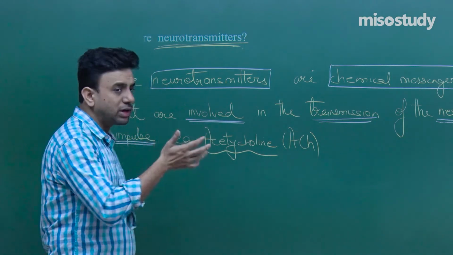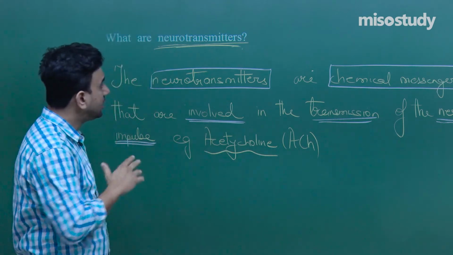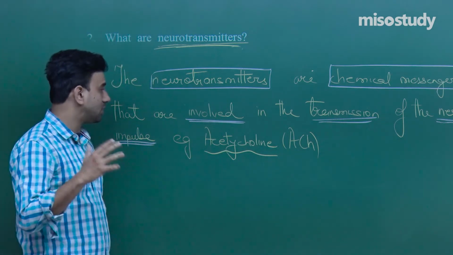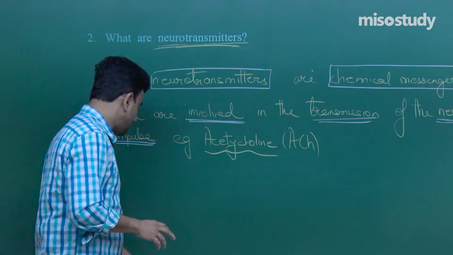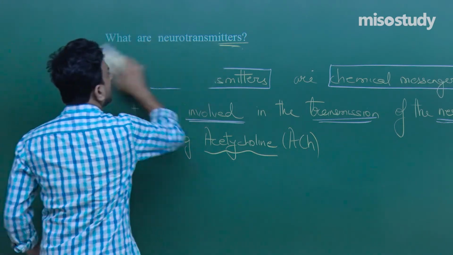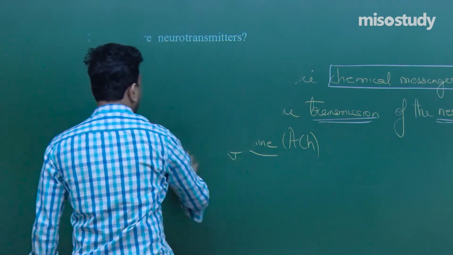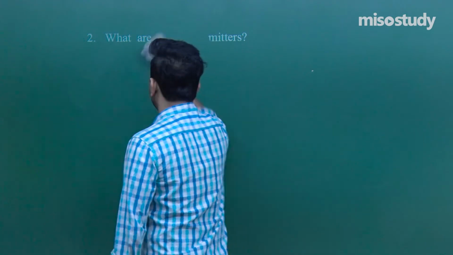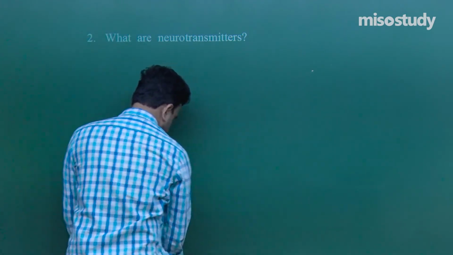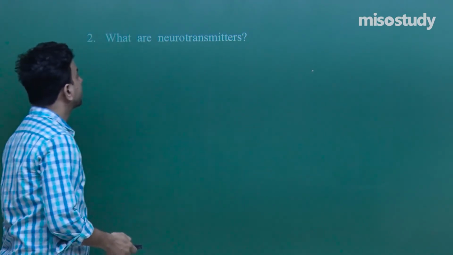So, we have discussed all of this in the chapter. The neurotransmitters are chemical messengers that are involved in transmission of the nerve impulse. Example is acetylcholine. We move on to the next question.